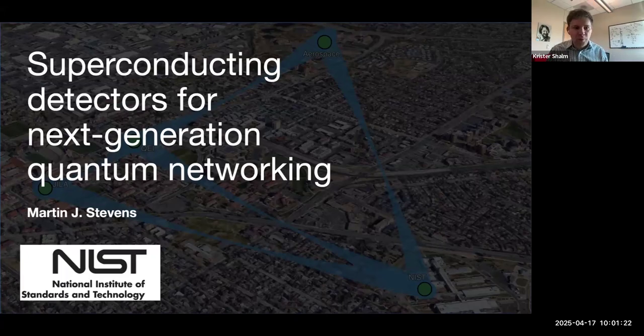And today we have a double feature for you, so to speak. So we've got two talks. The first will be given by Marty Stevens from NIST and the second by Paul Kwiat.